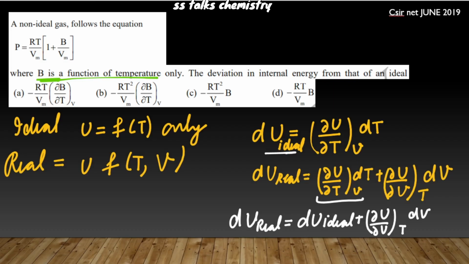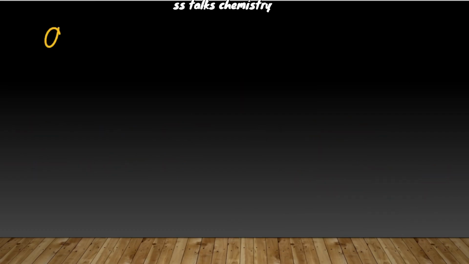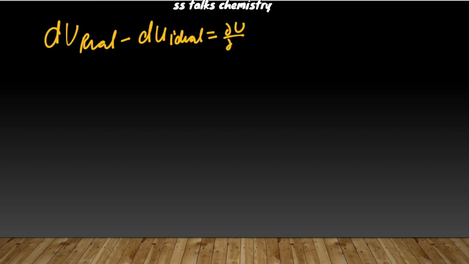Deviation in the internal energy means the difference between these two, right? So dU for the real gas minus dU for the ideal gas is going to be (∂U/∂V) at constant temperature into dV. This equation we can label as equation number 1.